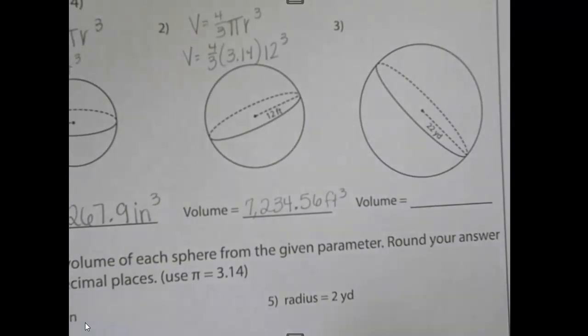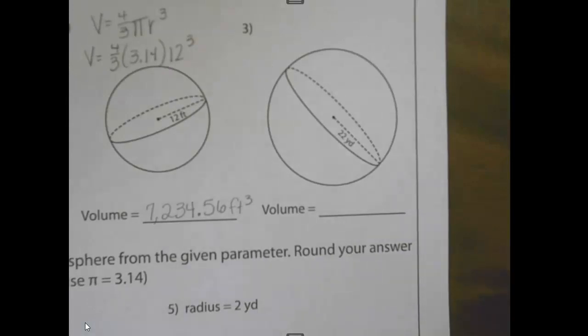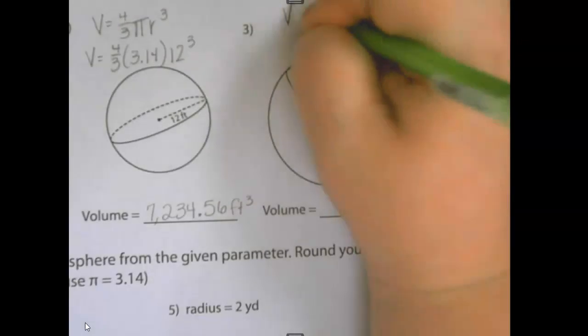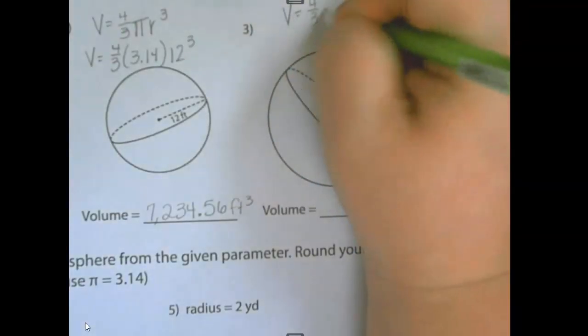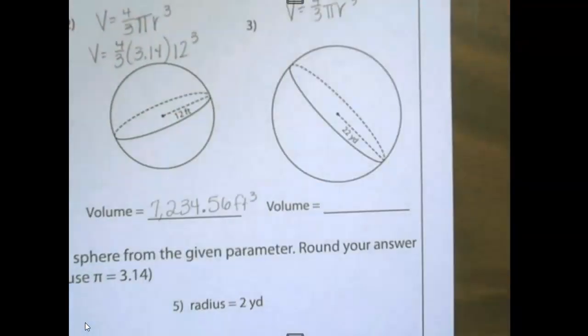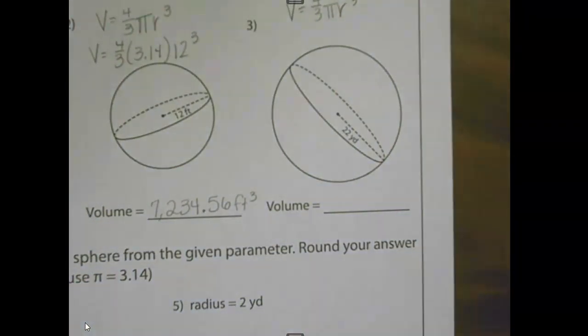All right. I want you to go ahead and try number 3 on your own. And as always, I'll write the formula, just to make sure. But after you finish it, I want you to push play so we can go over it. All right, so hopefully you have completed it.